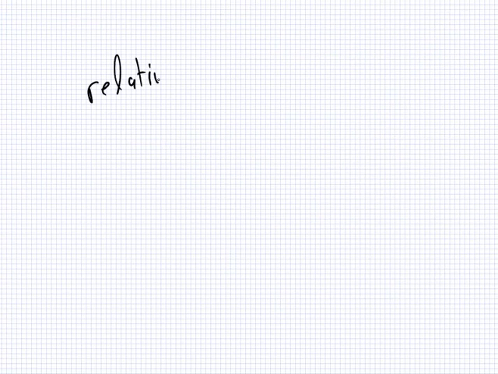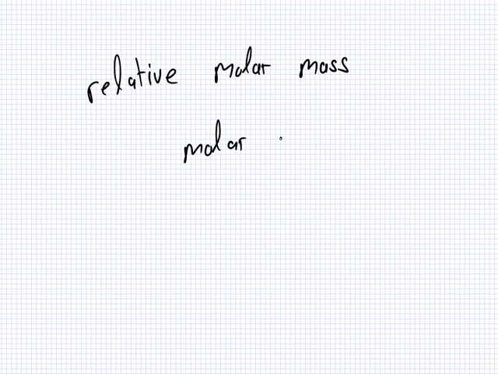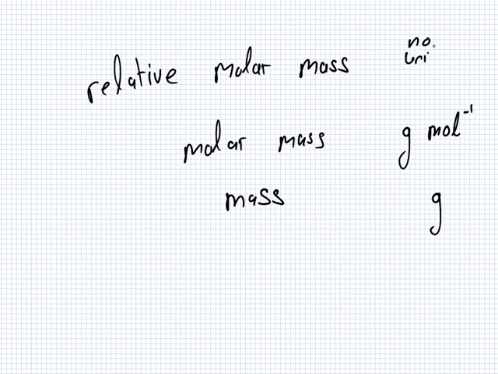Relative molar mass, molar mass, and then you have mass. So mass usually uses grams. Molar mass is grams per mole. And relative molar mass actually has no units.